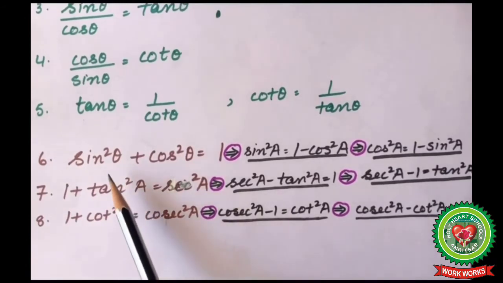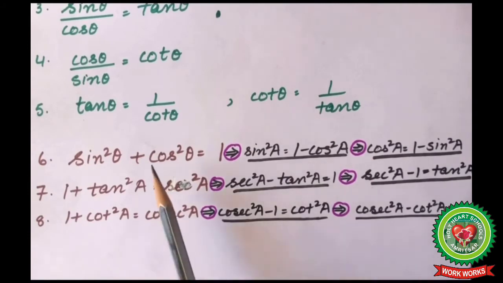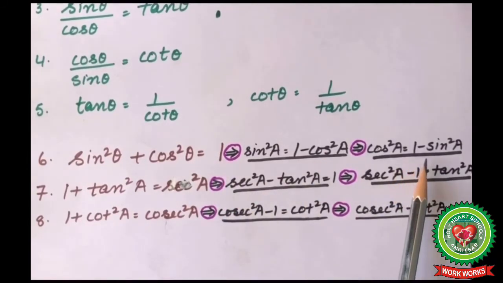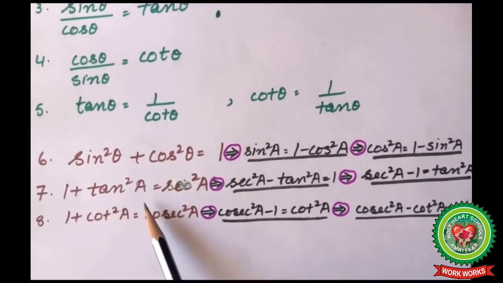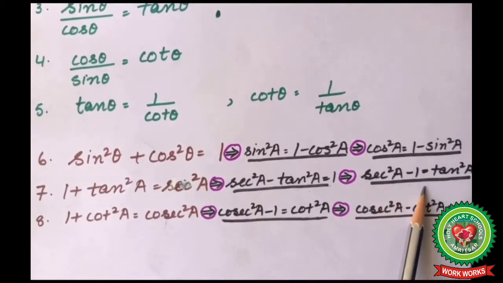The first identity is sine square theta plus cos square theta will be equal to 1. Now from here we can also derive that sine square A will be equal to 1 minus cos square A, that is by doing shifting only. Or cos square A will be equal to 1 minus sine square A. The second identity is 1 plus tan square A will be equal to secant square A. So on shifting we get secant square A minus tan square A will be equal to 1. And if we shift 1 to this side, it will become secant square A minus 1 is equal to tan square A.